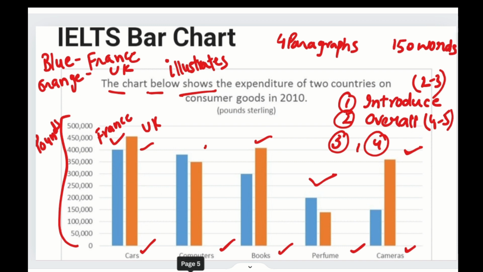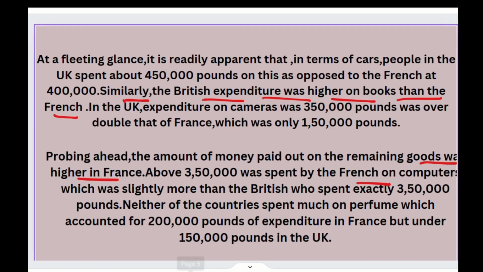And then we will write a third paragraph where we will discuss the whole numbers. In the first and second paragraph, you don't have to write your pounds or your money that is explained in the data. Now in the third and fourth paragraph, we will discuss the whole data, the whole categories.